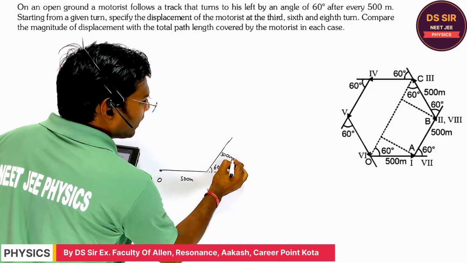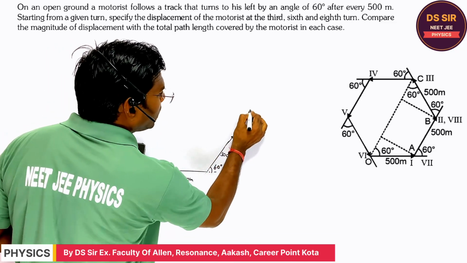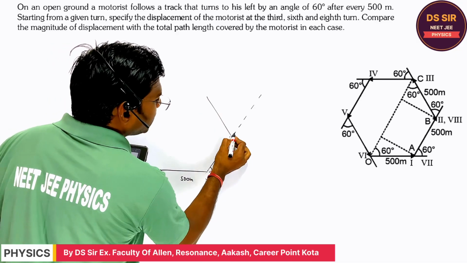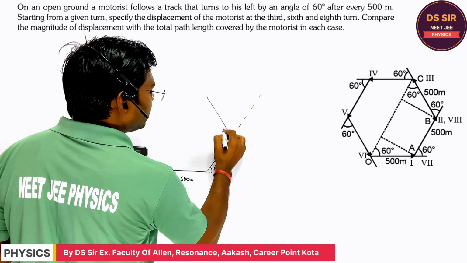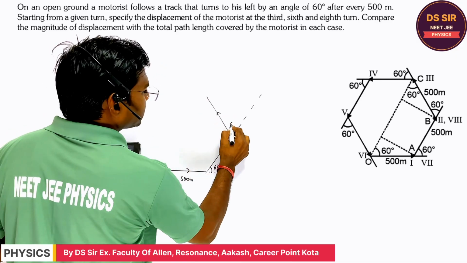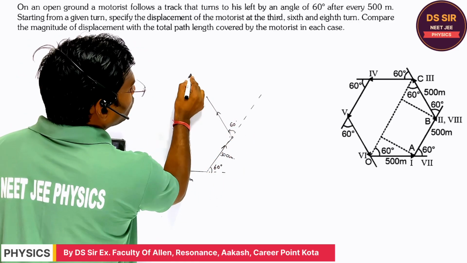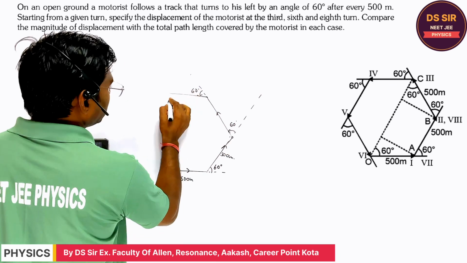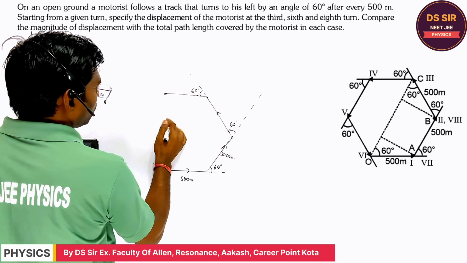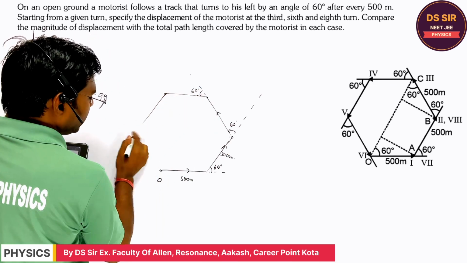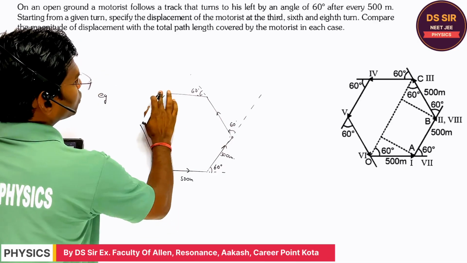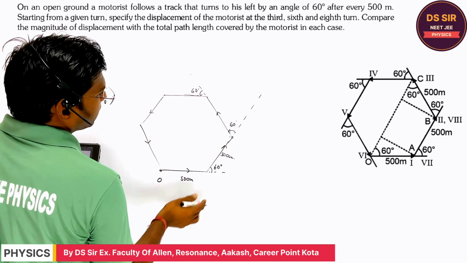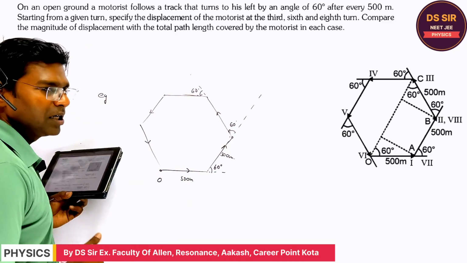After covering the 500 meters, it should go straight, but it turns to its left by 60 degrees. It has to go straight, but it turned to the left. You understand or not? Every time it is turning. So if it is turning every time by 60 degrees, it will make a hexagon definitely. You understand the concept or not?